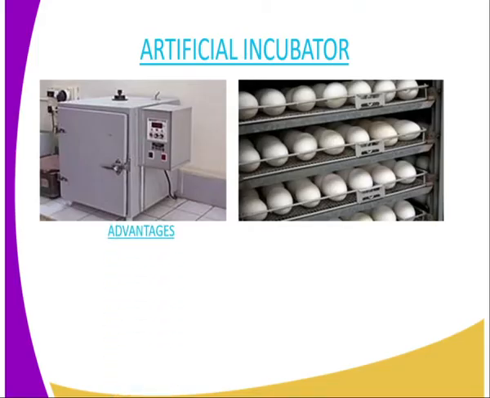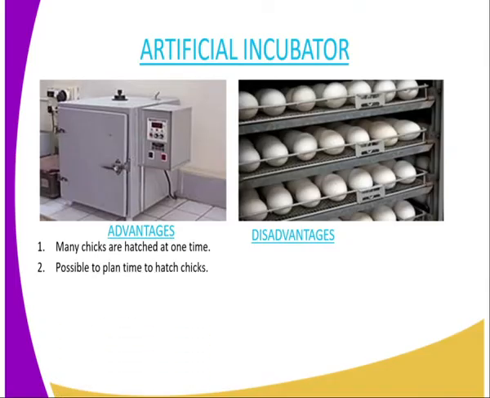And what are the advantages? The advantage number 1: many chicks are hatched at one time. Remember in the previous lesson we said during the natural method there is a maximum of 15 eggs that should be placed per bird, and in this case you can put even 500, even 1000, depending on the size of the incubator.